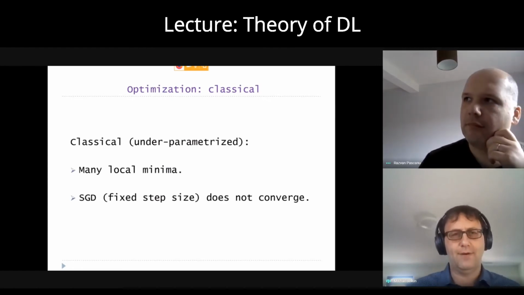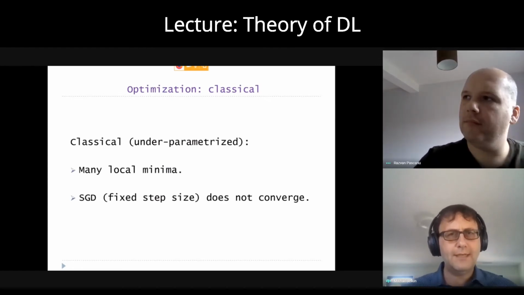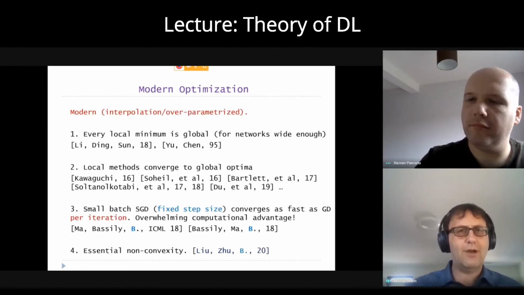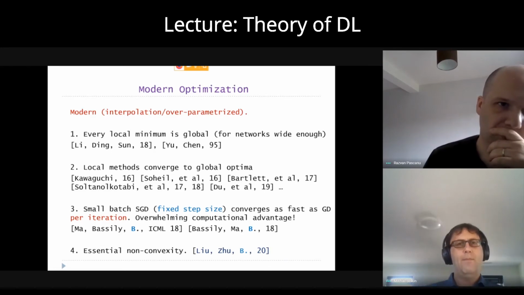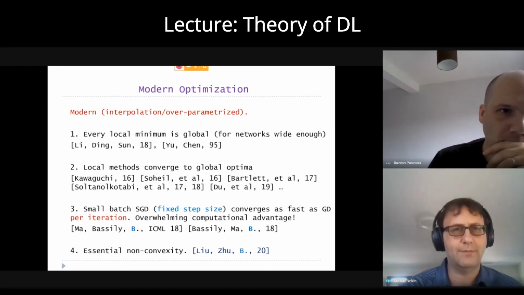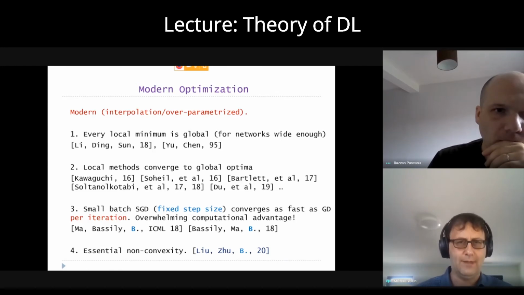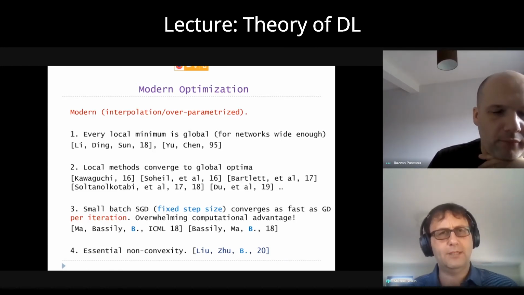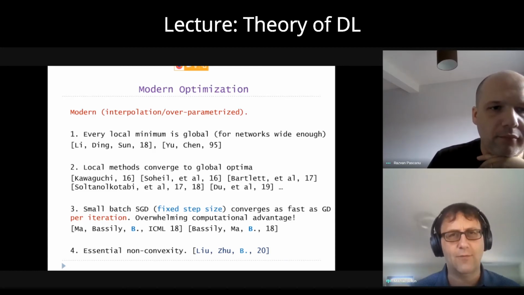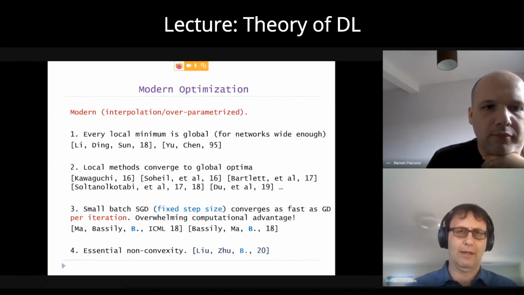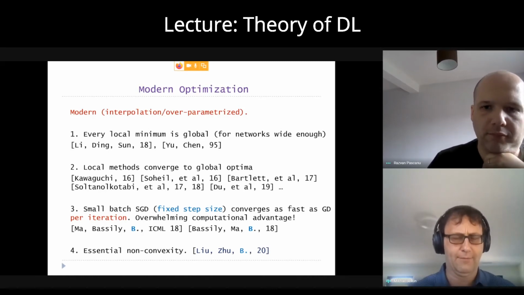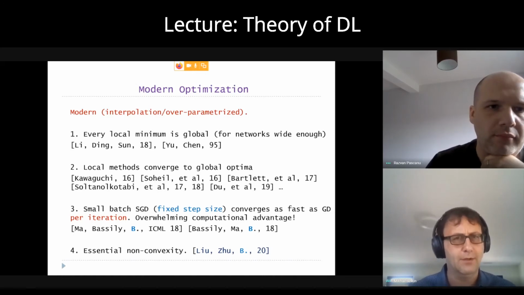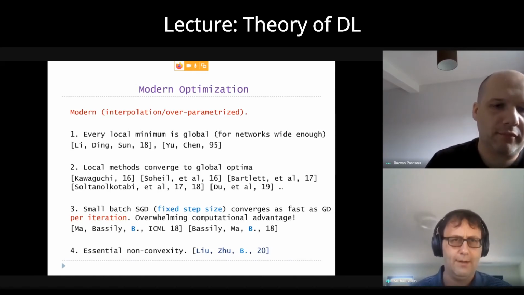And here is a big difference. You have classical optimization where there are many local minima and SGD does not converge. And you have modern optimization. Let me just point out some aspects of modern optimization, which have been analyzed by various researchers, including us. By modern optimization, I mean what people do now, deep networks and things like that. Every local minimum is global for overparameterized networks. Okay, this is very important.